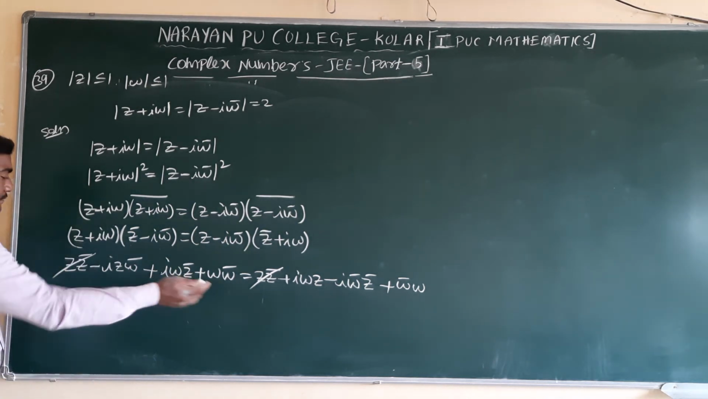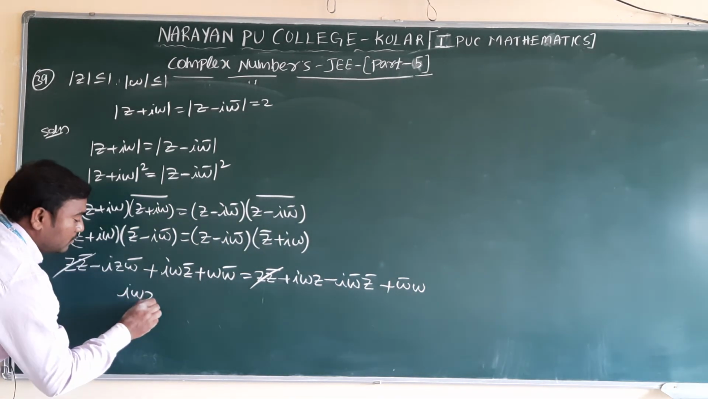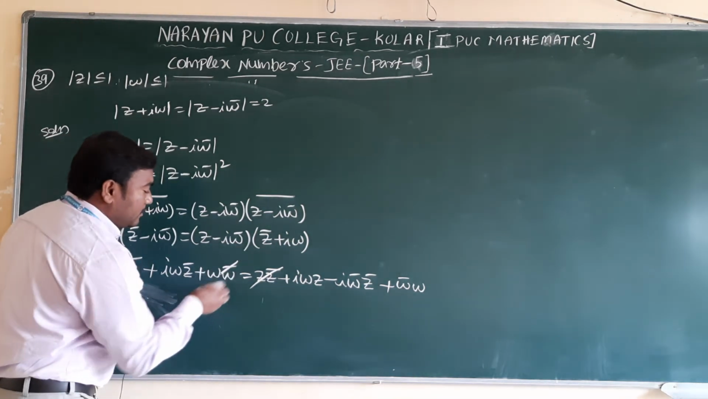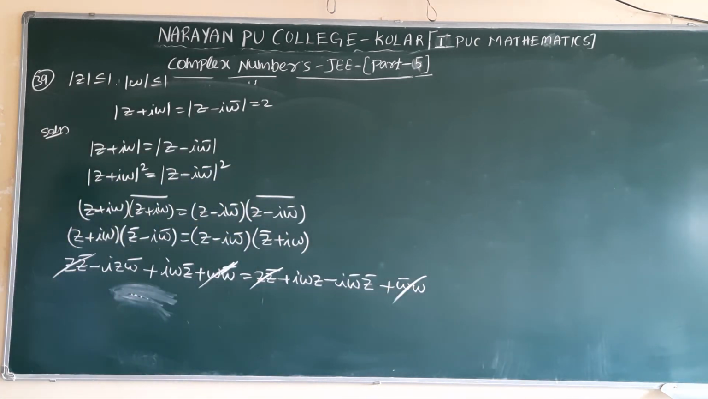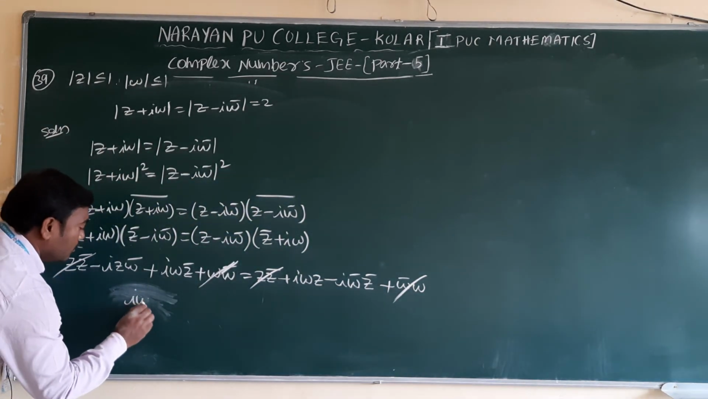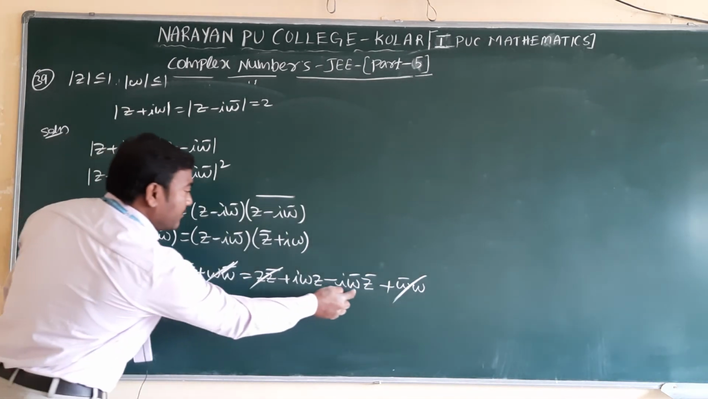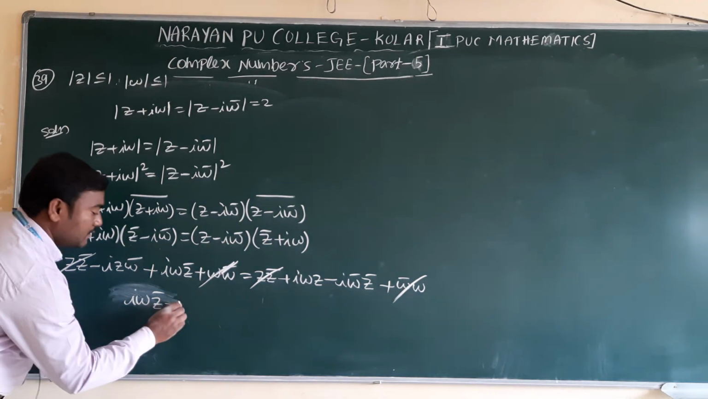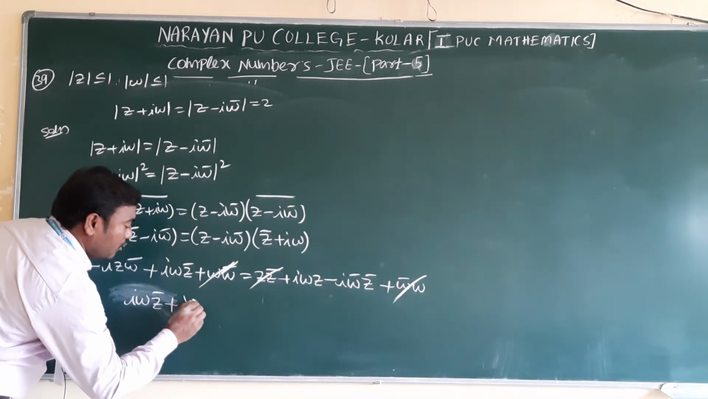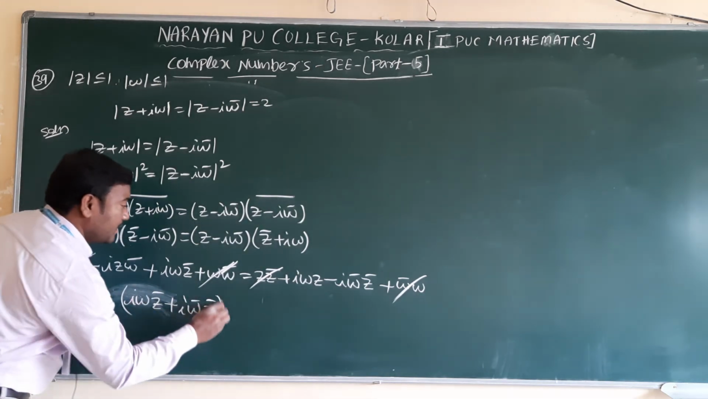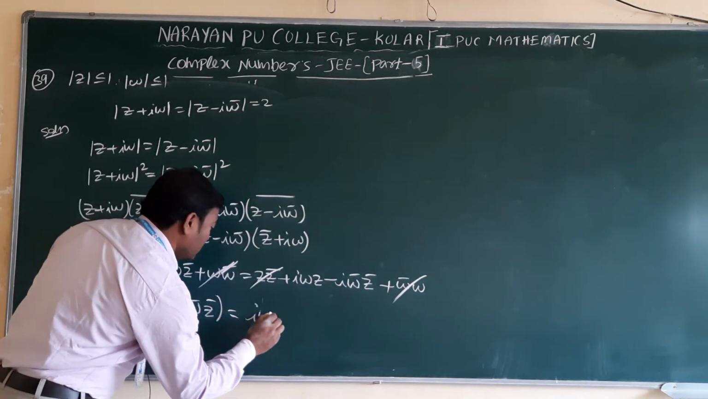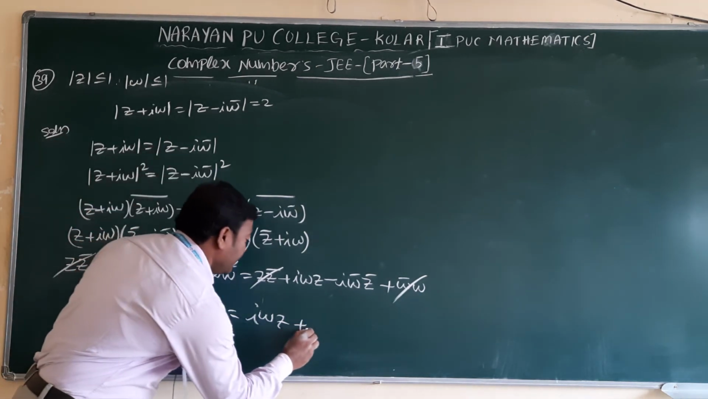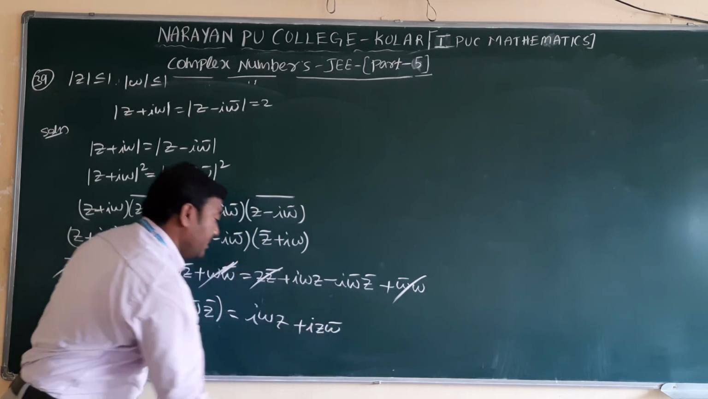Okay, now here, omega into omega bar also get cancelled. So remaining i into omega z bar, can take this side, plus i into omega bar into z bar is equal to i into omega z, what do we get, plus i into z into omega bar.